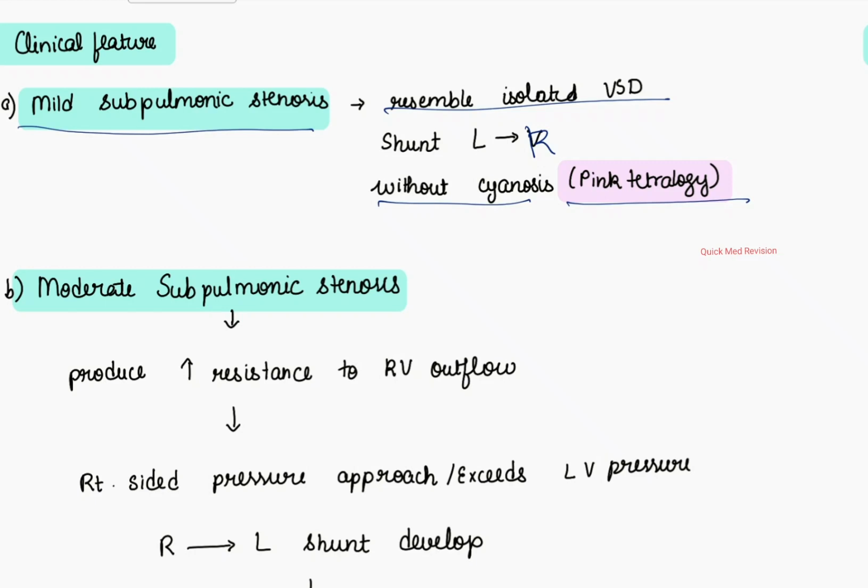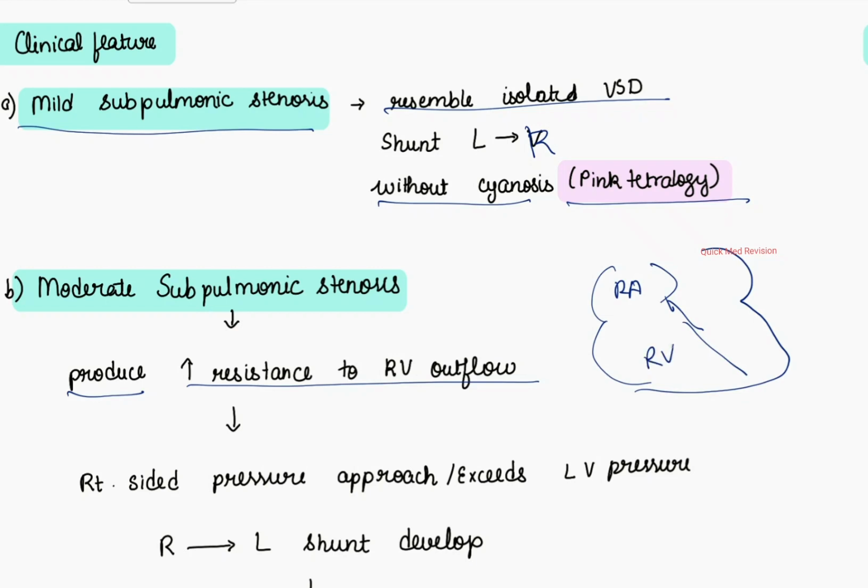Then we have moderate subpulmonic stenosis, wherein it produces increased resistance to right ventricular outflow. So this is the right atrium, this is the right ventricle. There is subpulmonic stenosis, so blood can't flow from the right ventricle into the pulmonary artery. This produces increased resistance to RV flow. The blood from the RV isn't flowing because there is increased resistance.